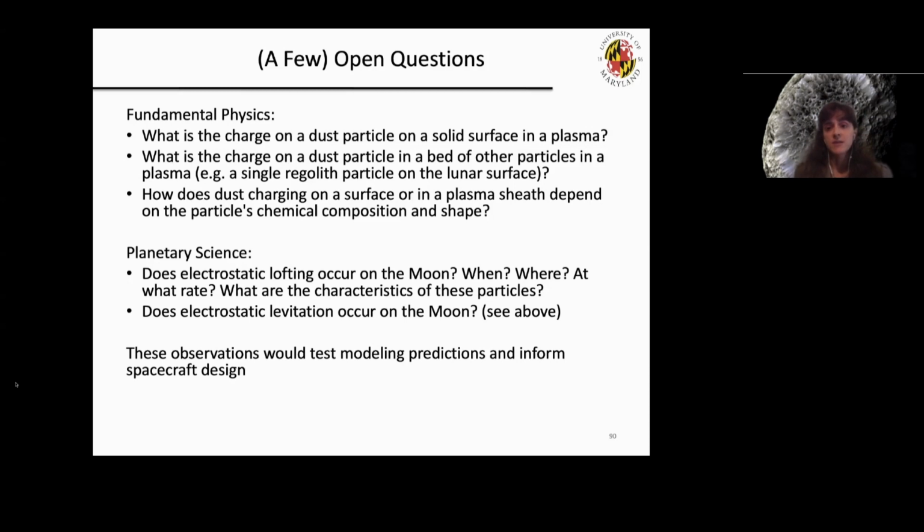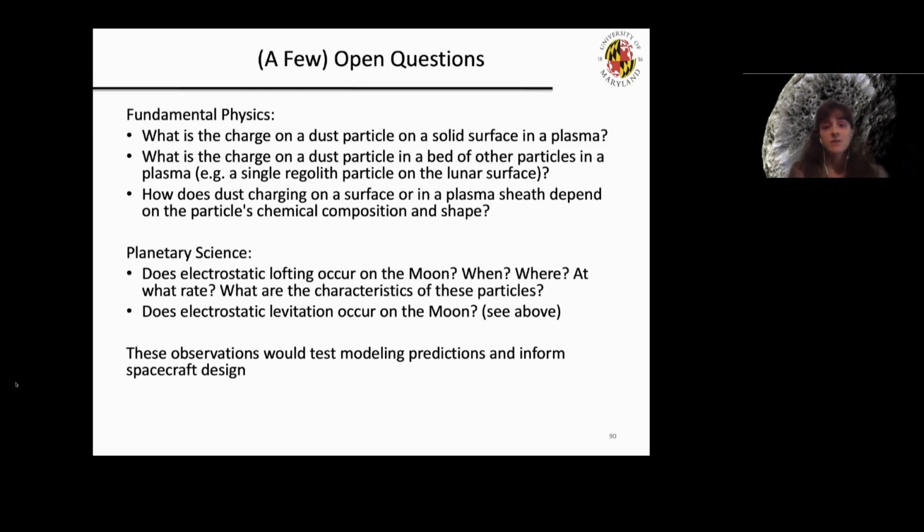From a planetary science perspective, we've made a lot of predictions about lofting and levitation that could be occurring on these airless bodies. Now it's time to bring some modern instruments to the lunar surface and test our hypotheses. So does electrostatic lofting occur on the moon? If so, when? What time of day? Where? Is there a specific altitude, latitude? Do we need to be in a crater? Do we need to be next to a rock? What are the conditions that lead to electrostatic lofting? And at what rate does this lofting occur? What size are the particles that are lofted? Is there a particular chemistry to those particles?